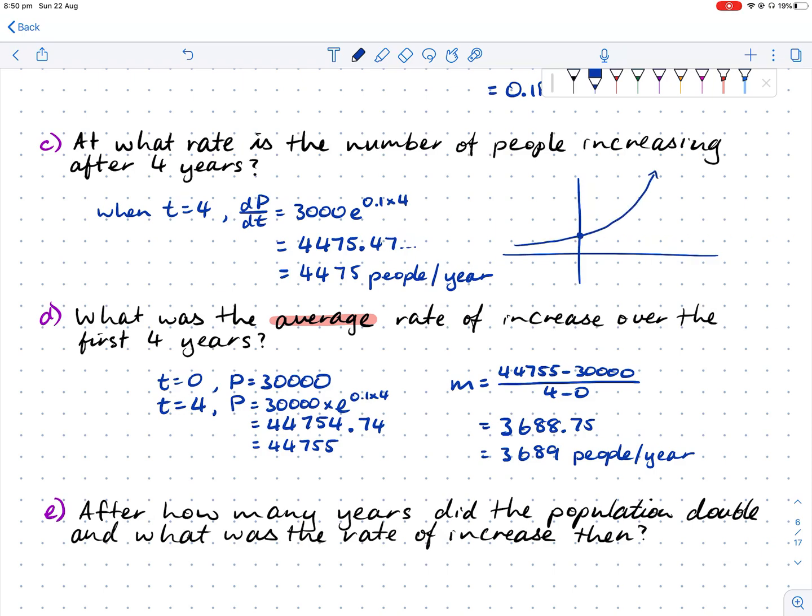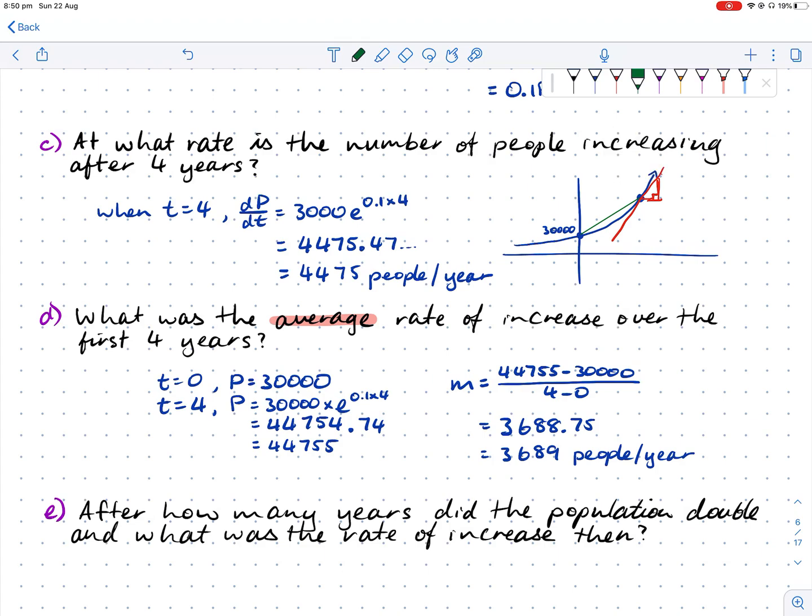Or in other words, if we were to draw a diagram of this, exponential looks like this. And what we're looking at is if that's your value of 30,000 and that's where time is 4, the value that we've found in C is the tangent here. So how much has it increased by per year? Whereas what we've calculated with the average rate of increase, we've looked at these two numbers and drawn a line in, and you can see it's a lot flatter.